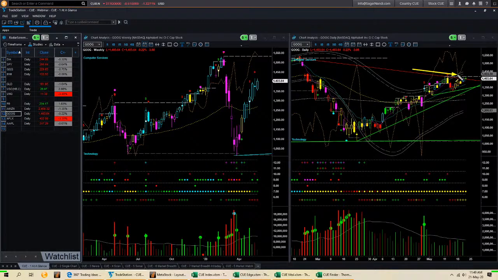Google is right at memory resistance inside a triangle pattern. The weekly is bullish in color. However, for 3 weeks, it's not able to go up much because it is inside a triangle pattern near a memory resistance. We are not going to consider buying it. We will not short it also because weekly is strong and daily is also not giving any trade setup. Memory supports are nearby.